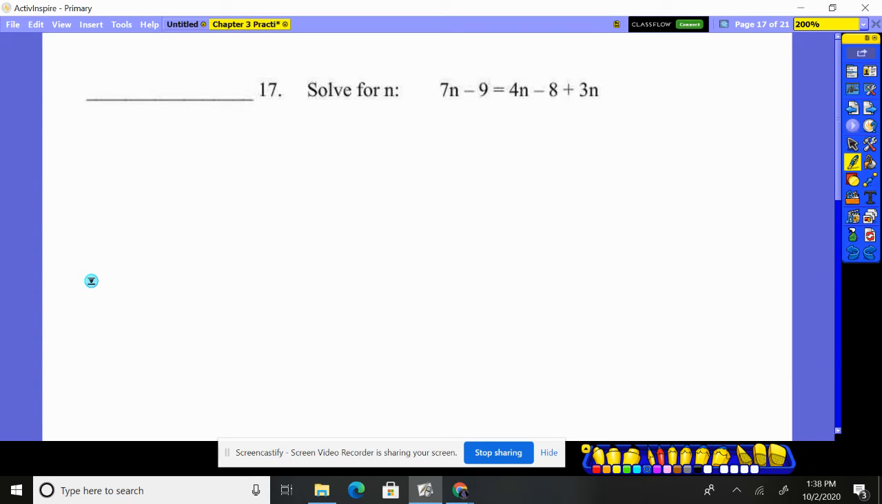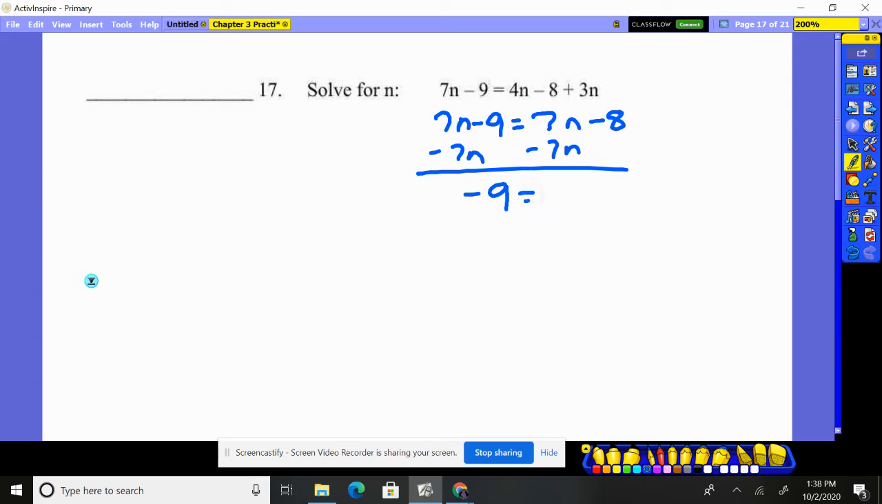17. Well, notice that this is not an inequality. It says equal. Okay, so great. So 7n minus 9 equals, I put together here, 7n minus 8. And move my variable over. Well, this is one of those situations where the variable cancels out and you're left with just a number.